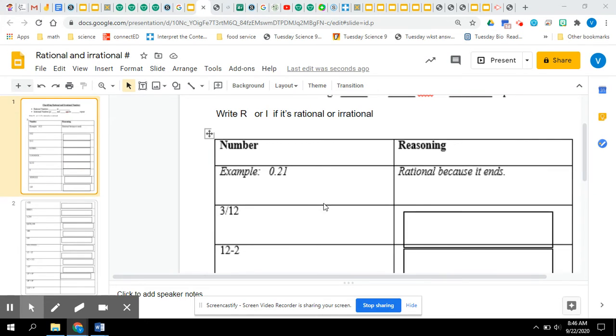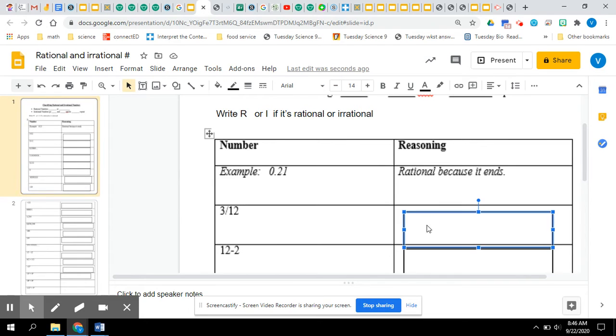Hi, so we'll go over the first page of this worksheet together to help you in your quest to shore up learning about rational versus irrational numbers. So the first number is a fraction, 3 over 12, or 3/12, or you could read it 3 to 12 as a ratio. Remember, any ratio is a rational number.